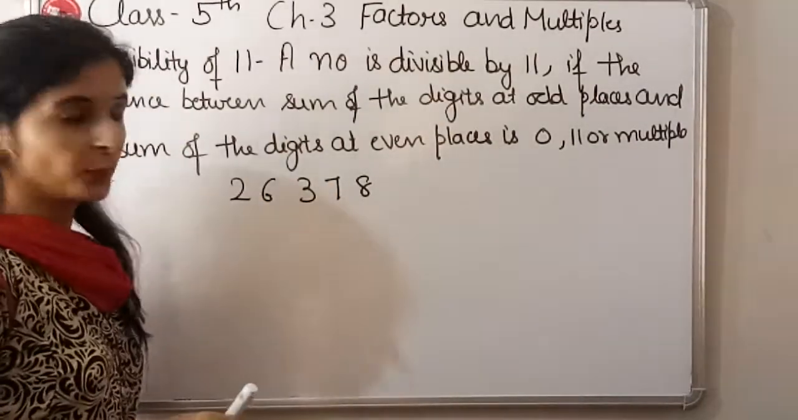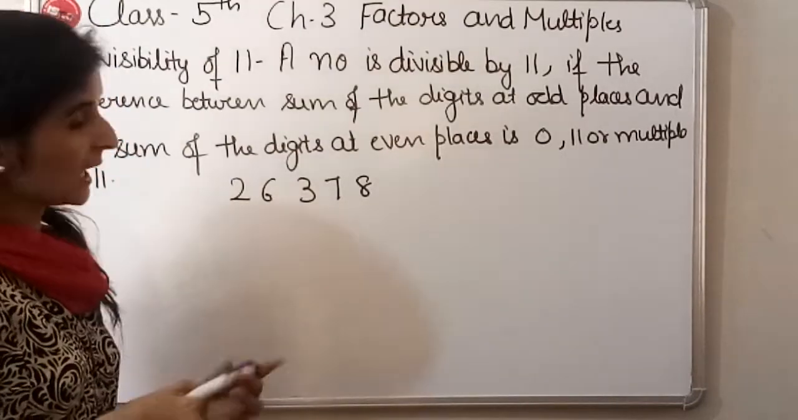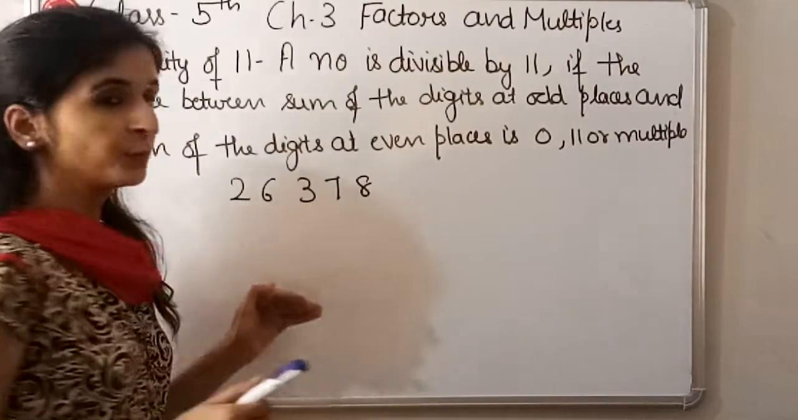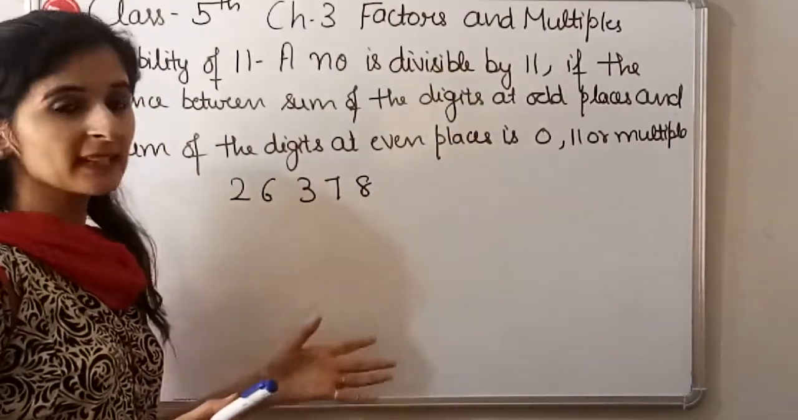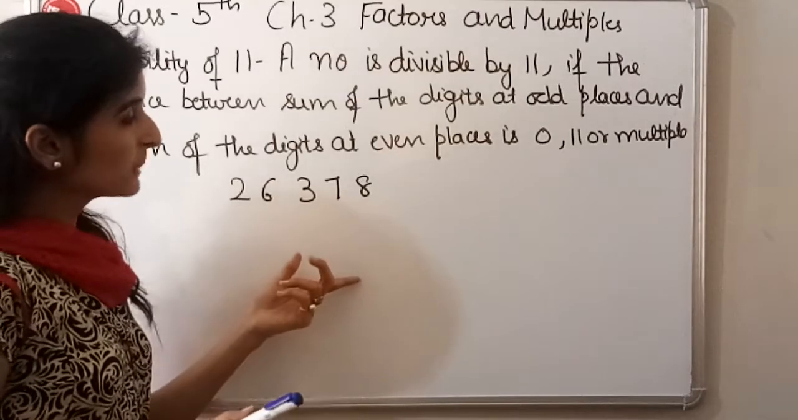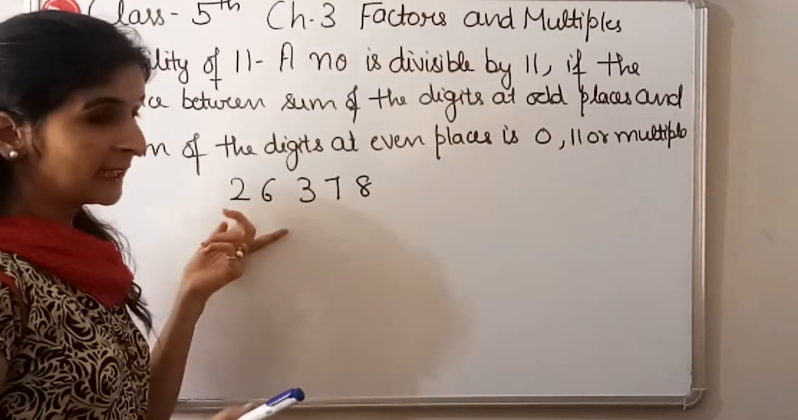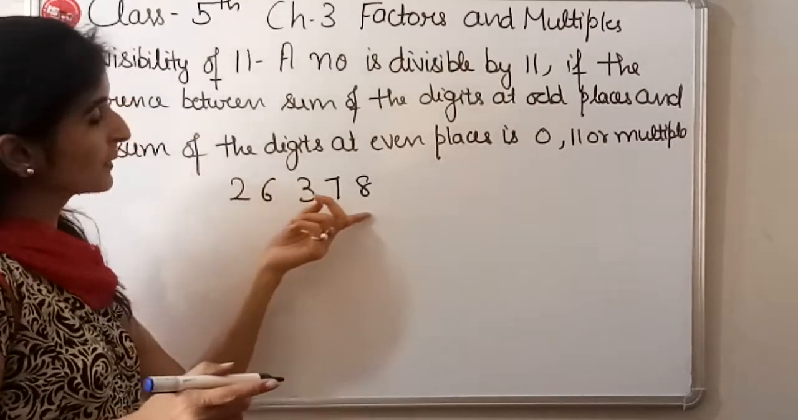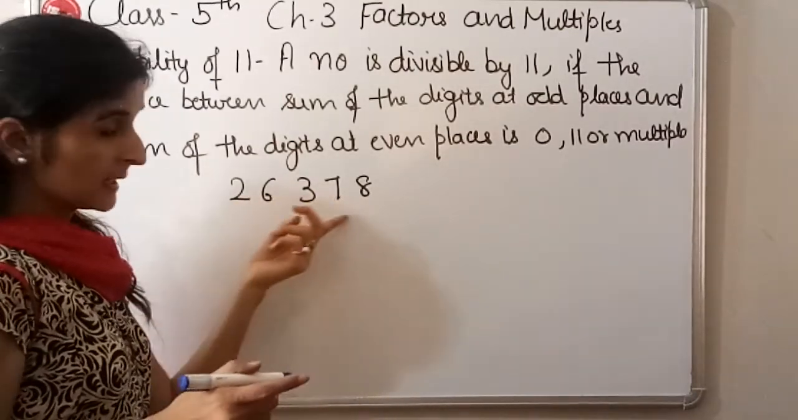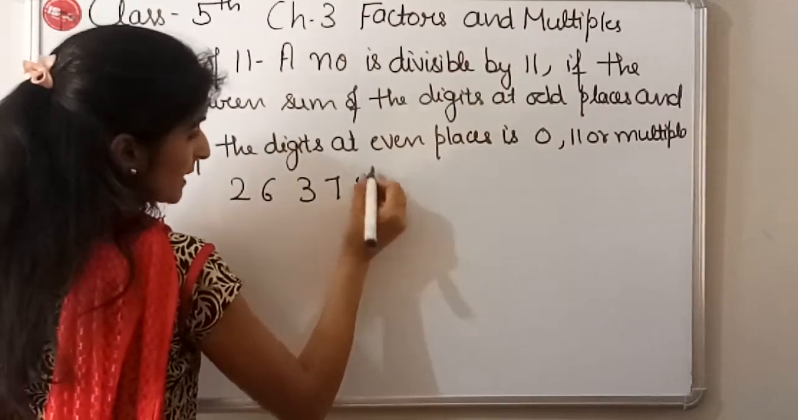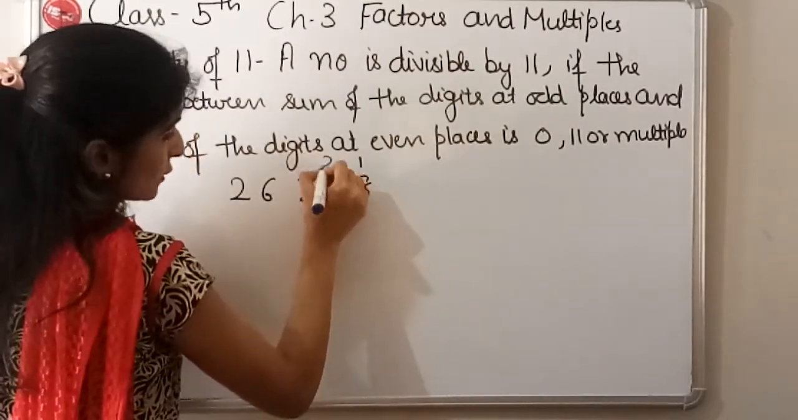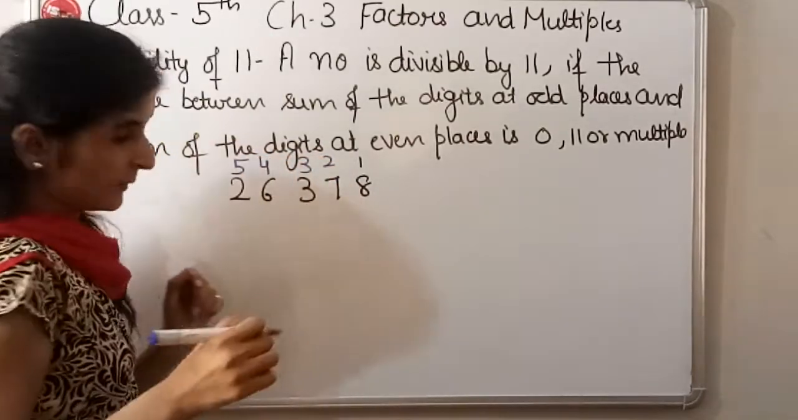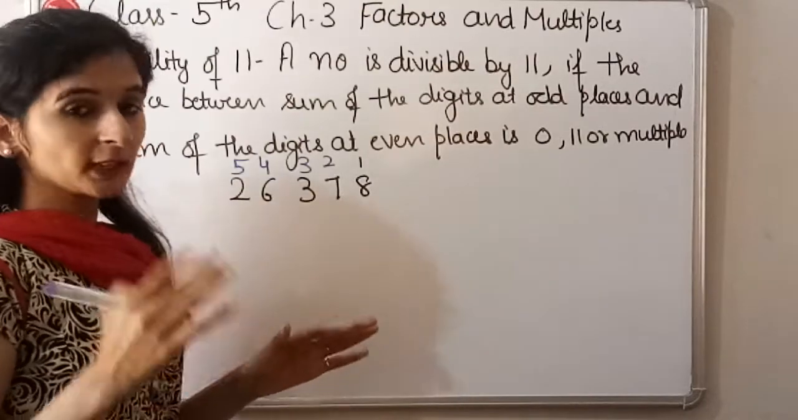So first of all, I am going to explain with the help of an example. Okay, so we have to firstly find out the odd places numbers and even places numbers. And for finding those, we will start checking from the right hand side. So this 8 is on first place, this is on second, this is on third, this is on fourth, this is on fifth. So now children, as you know, what are odd numbers?